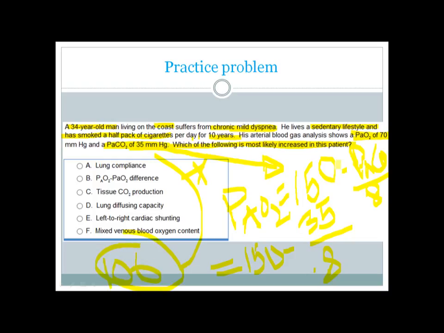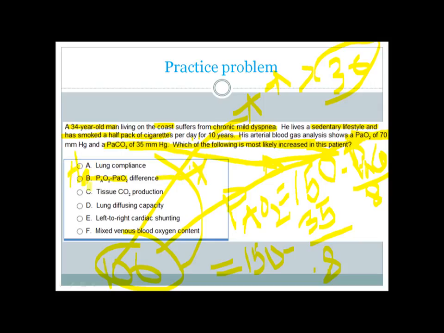So as the partial pressure of oxygen in the alveolar air is 106 and the partial pressure of oxygen in the arterial blood is 70, the A-a gradient here is about 36. So as you can see, the A-a gradient is increased. So you can pick the answer for which of the following is most likely increased in this patient, which will be the PAO2, the partial pressure of oxygen in alveolar air, minus PaO2, the partial pressure of oxygen in arterial blood, which is actually the A-a gradient. So this patient is having an increased A-a gradient.